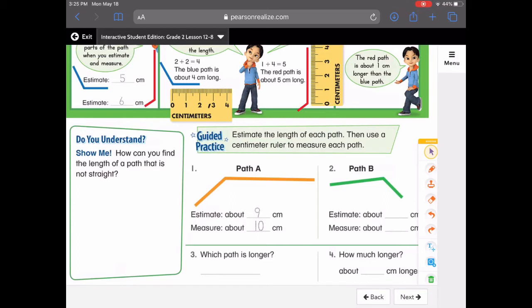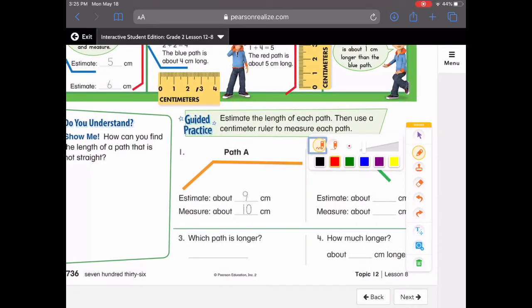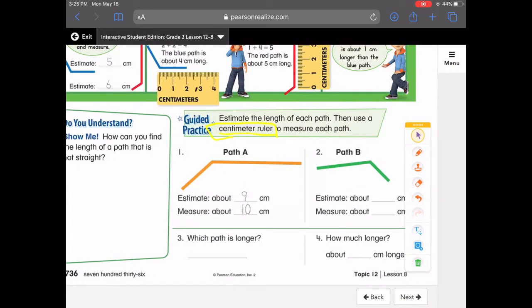Okay, so you're going to estimate the length of each path and then use a centimeter ruler to measure each path. So here are the tools you'll need. You'll need a centimeter ruler, and you'll need something to estimate with. That's why when we did lesson 12-5, I asked you to find an object or a toy that was about 1 centimeter long. This is where you're going to use it. Take that thing that you found that's 1 centimeter long and use it to measure the different sections of the lines that you're going to see in this lesson.